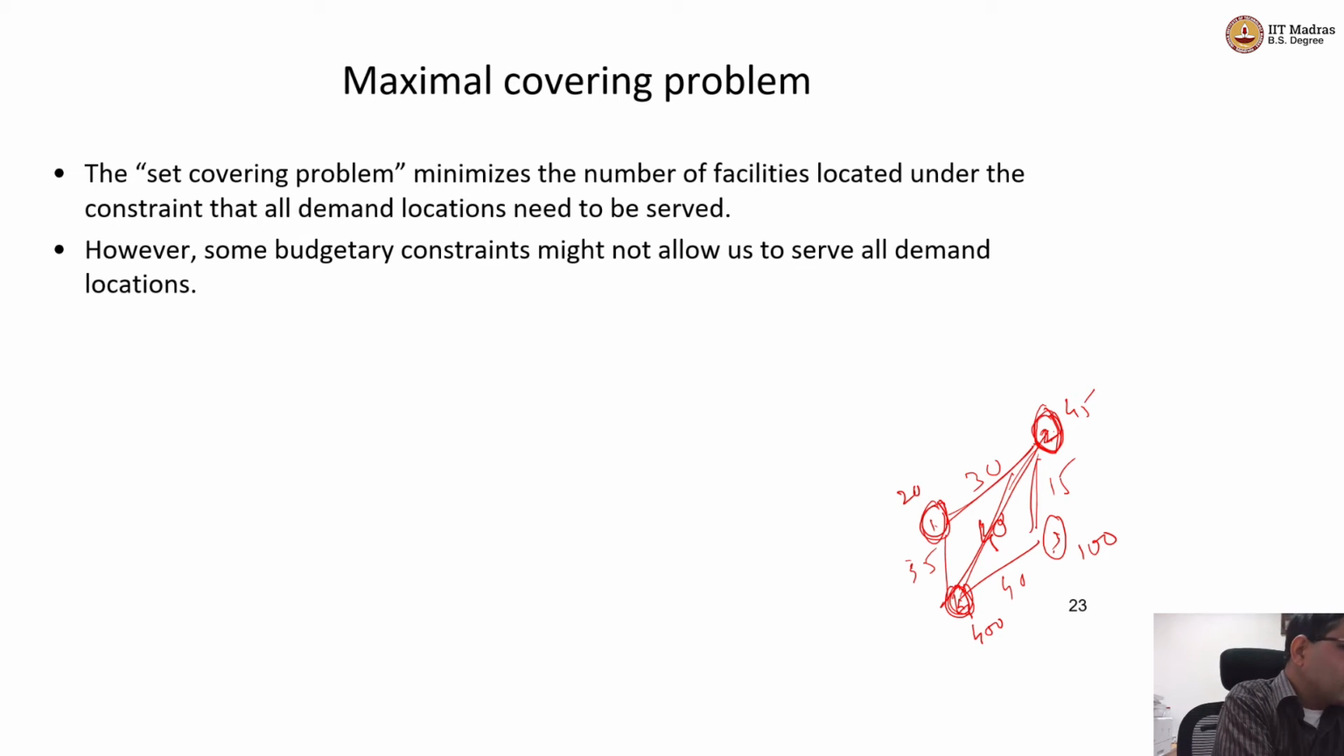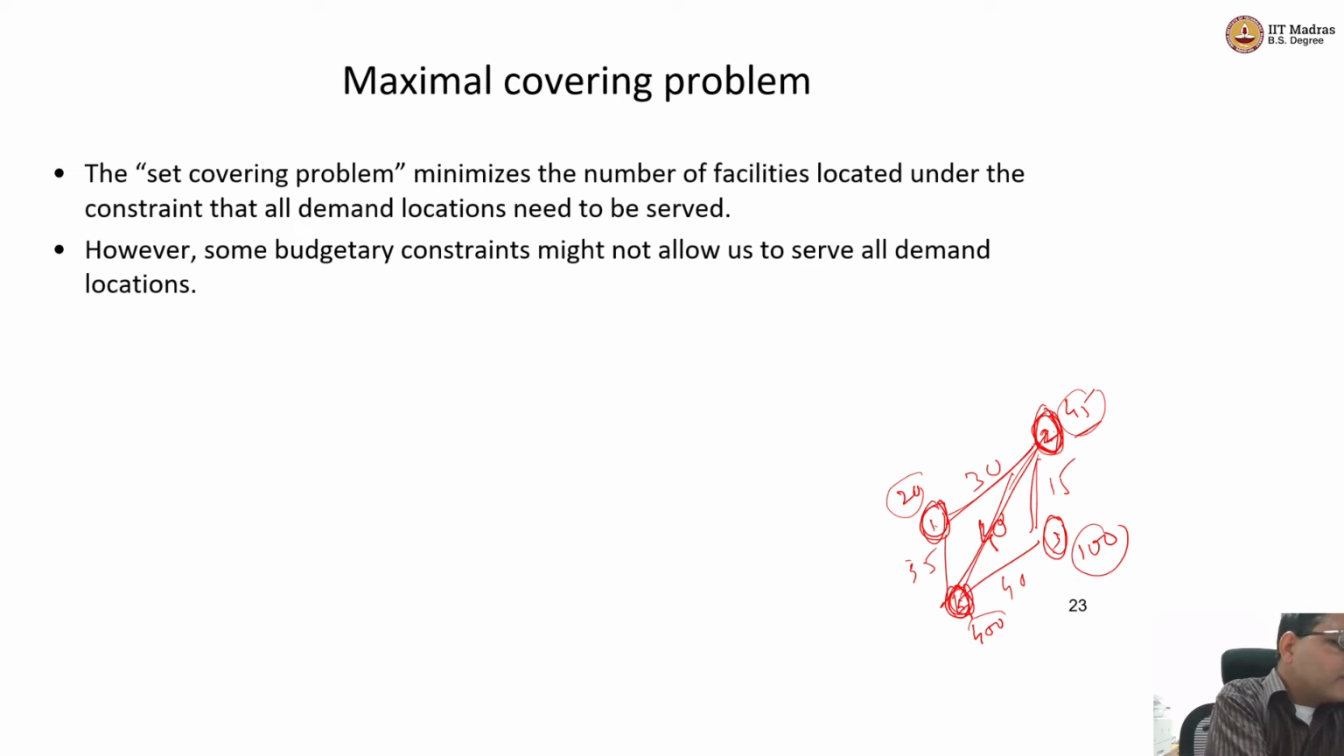It will surely cover node 3, no problem. Obviously, it will cover node 2. But look at the total customers served. How many customers are you serving? You are serving 20 plus 45 plus 100. Only 165 customers are served. Now, look at node 4. If you locate a facility at node 4, let us say that you can have only one facility.